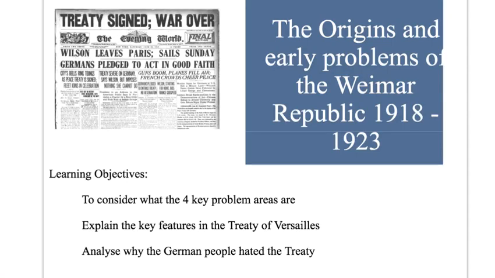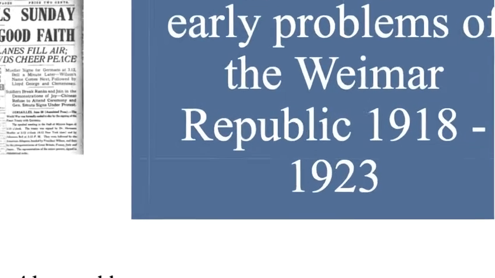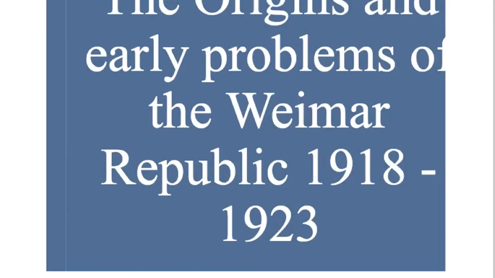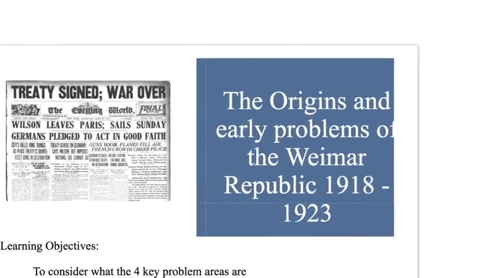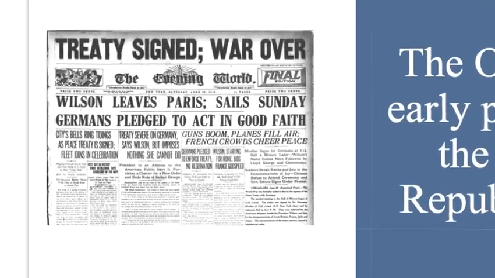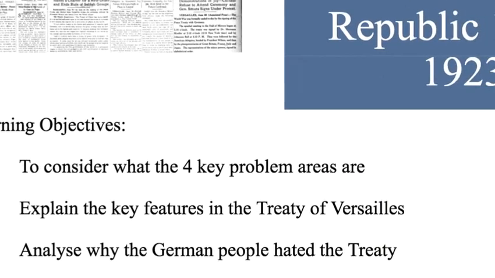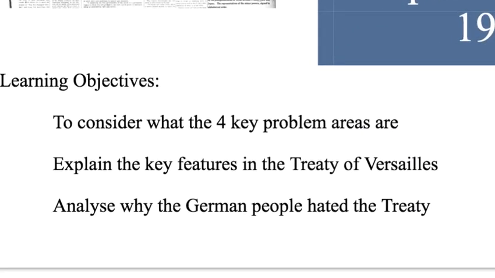Okay, we're going to be looking at the origins and early problems of the Weimar Republic, 1918 to 1923. Thinking about the end of World War One, the four key problem areas, the Treaty of Versailles, and why the German people hated the treaty so much.